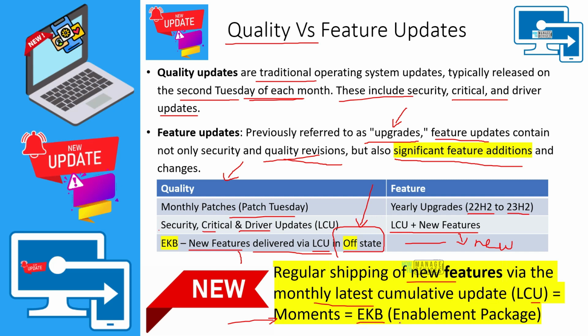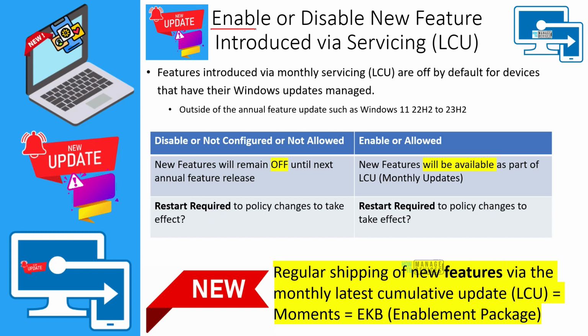Now let's go to the next slide. Now let's understand what the options are to enable or disable the new monthly feature delivery that is introduced by Microsoft via servicing, that is LCU, the latest cumulative update. Now that features are introduced via monthly servicing, you need to have a mechanism to enable or disable them so that some of your business users can test them, and for some of the business users new features will be turned off. By default, all these new features delivered on a monthly cadence are going to be off.